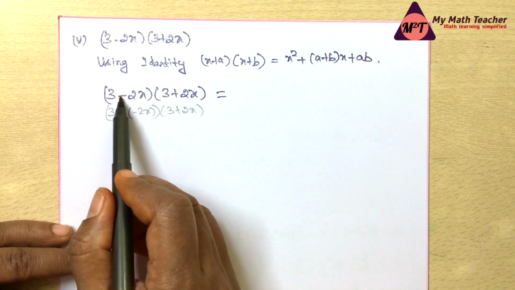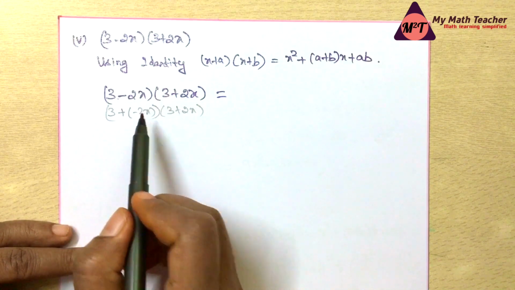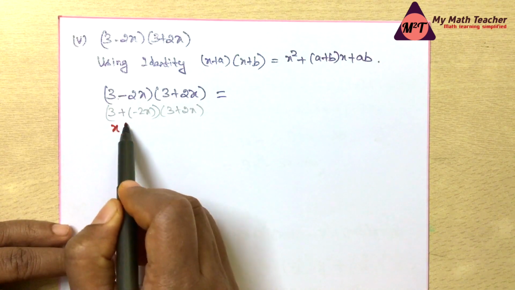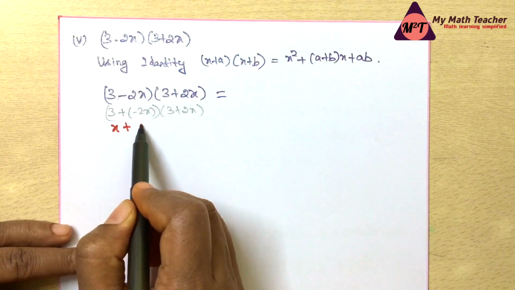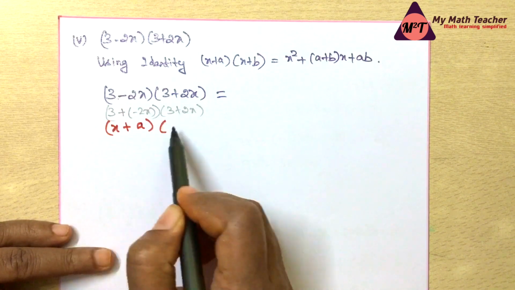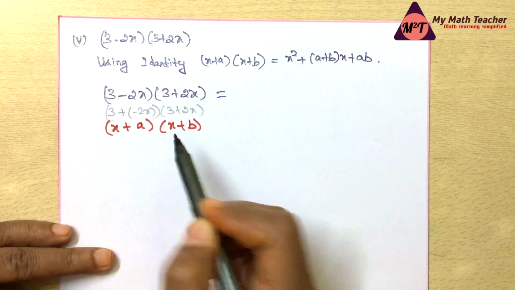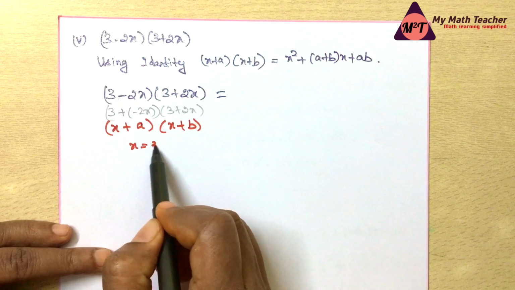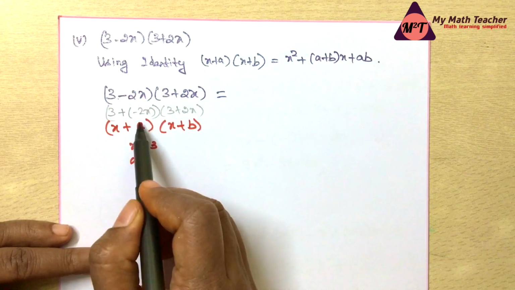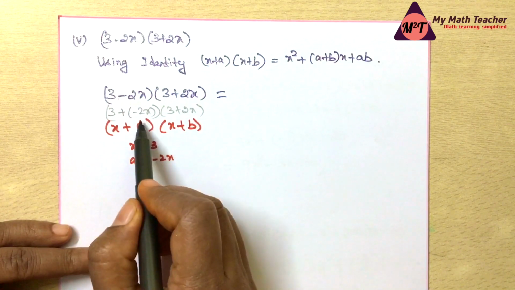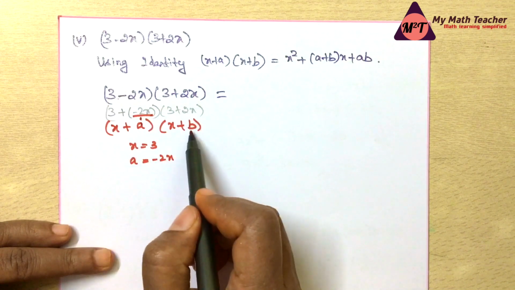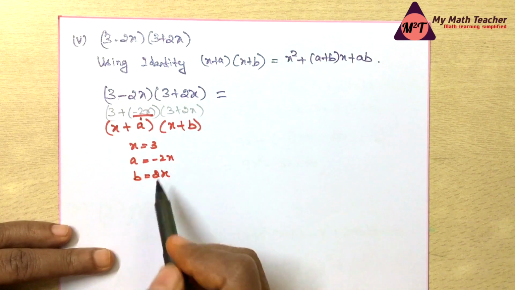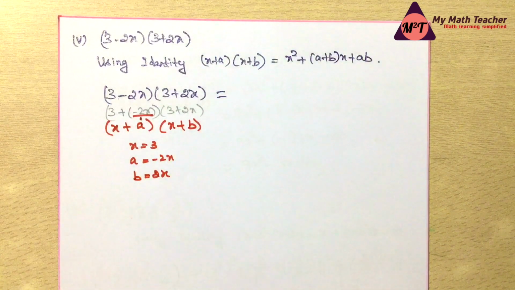Plus into minus will be minus 2x. So the value will not change. The second one retain as the same. Now this is x plus, in the place of a what we have got, minus 2x into x plus b. Now x is, in the place of x, both the polynomials we have 3. What is a value? a value is minus 2x. So in the place of a we have got minus 2x. In the place of b we have got 2x. So when you have all the values ready, it is very easy to apply in the identity.